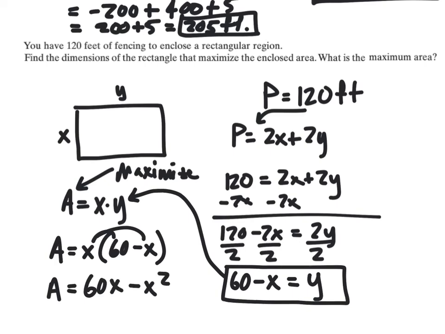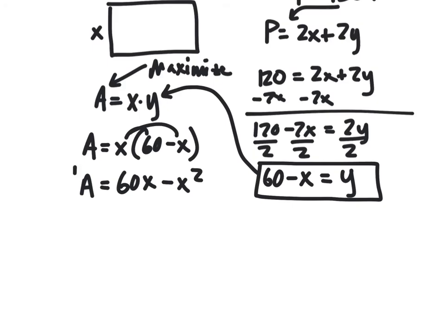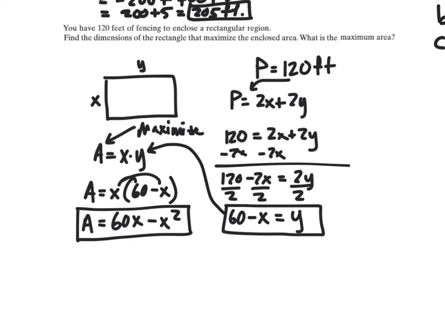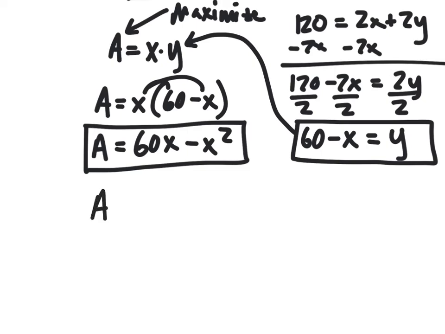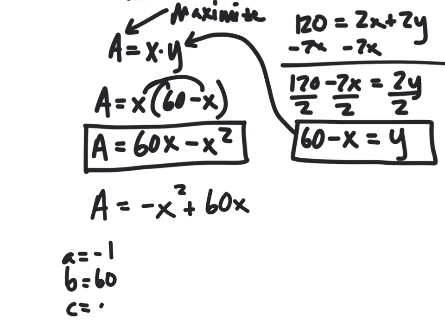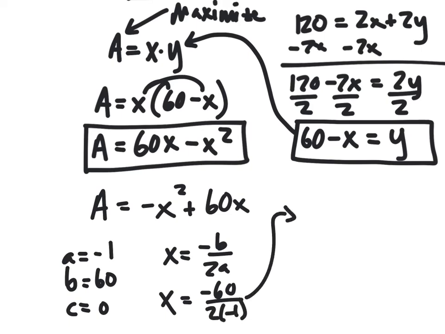Okay, now this is a formula. This is a function for area, depending on what my length x is. So I've put this in terms of x, and what I want to do is maximize this. Now, the first thing I'm going to do is rewrite it as negative x squared plus 60x. And I'm going to find the maximum. Now remember, I have an a value, a b value, and a c value here. A value is negative 1, b value is 60, c is 0. So x is going to equal opposite b over 2a. So x is going to equal opposite 60 over 2 times negative 1. And so I'm going to get x is equal to negative 60 divided by negative 2, so x is going to equal positive 30.